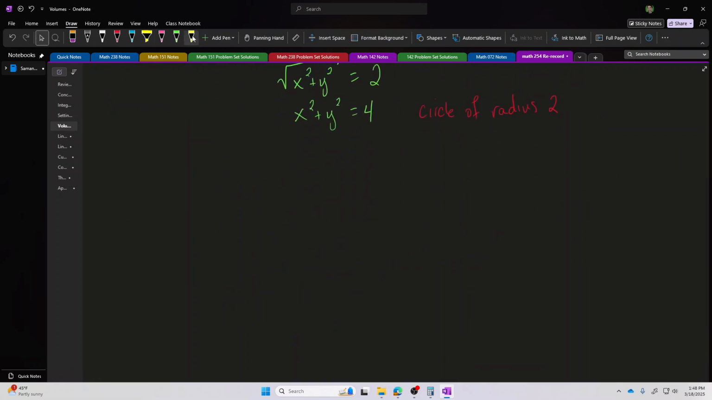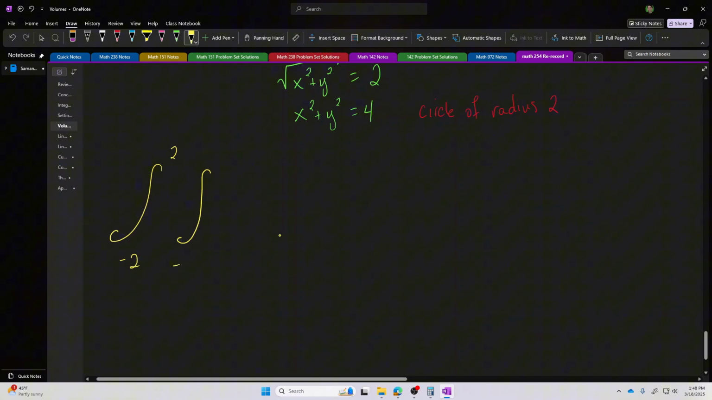So this allows me to finish setting up our limits of integration. The x values go from negative 2 to 2. The y values go from the negative square root to the positive square root. And this is for the order dy dx, which I've said many times is my favorite.